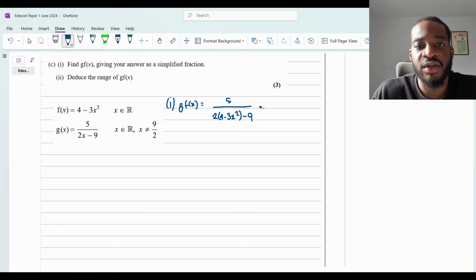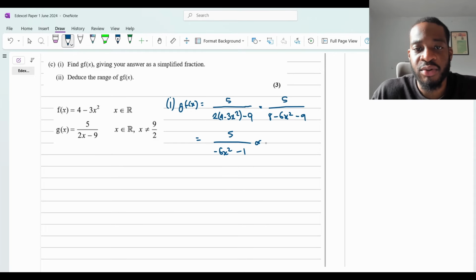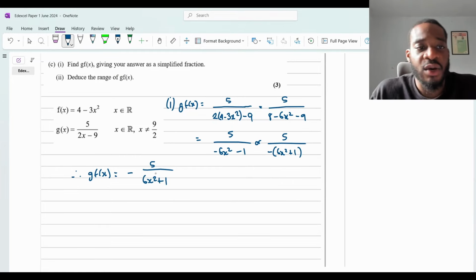We need it as a simplified fraction, so let's expand the denominator. So that's going to be 5 over 8 minus 6x squared minus 9, which is going to be 5 over, I'll put the minus 6x squared first, and then 8 minus 9 is minus 1. So that is our answer here. Or what I like to do, just so it looks neater, I'm going to take out the minus like that, 6x squared plus 1. We can do that. And then that minus I can actually put on the outside of the function as well. So I'm going to say then that g of f of x is equal to minus 5 over 6x squared plus 1. Just looks a bit neater that way. Okay, so that is our answer for part I.